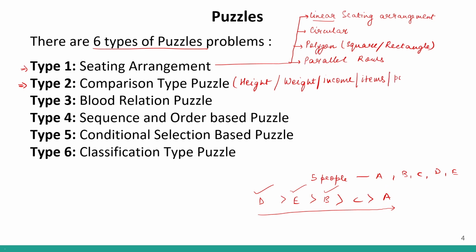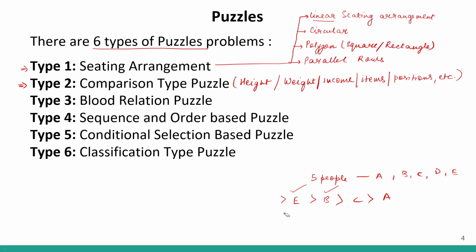You can compare based on different positions also. For example, in an office there are 8 positions. CEO is on a higher position than, let's say, COO, which is higher than manager, which is higher than deputy manager, which is higher than clerk, which is higher than peon, something like this. So based on positions also, and so on, you can get various attributes based on different types of comparisons. So these are your comparison type puzzles.